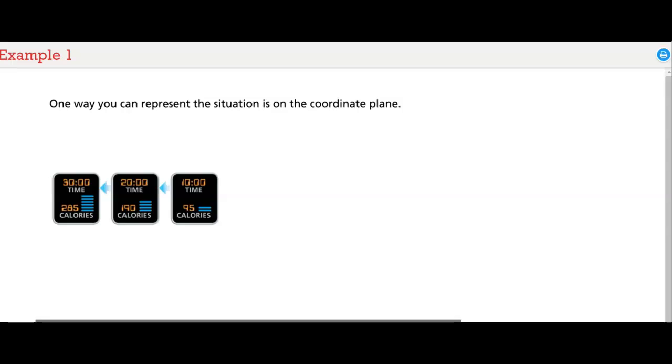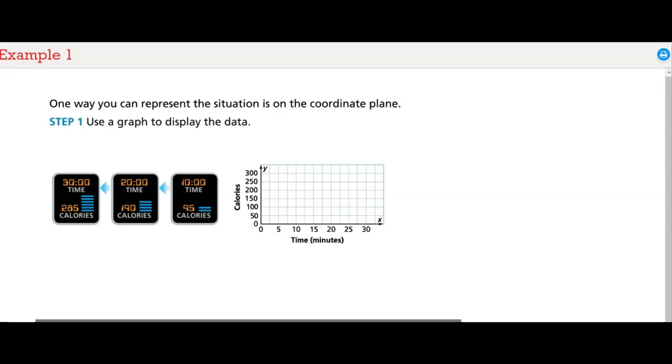One way you can represent this situation is on the coordinate plane. Step 1. Use a graph to display the data. When x is 10, y is 95. The point (10, 95) is on the graph. When x is 20, y is 190. When x is 30, y is 285.